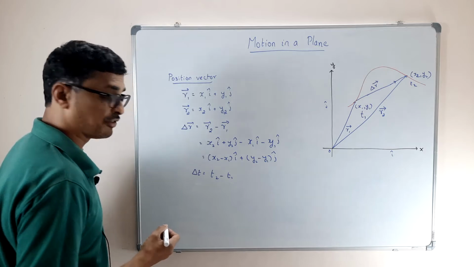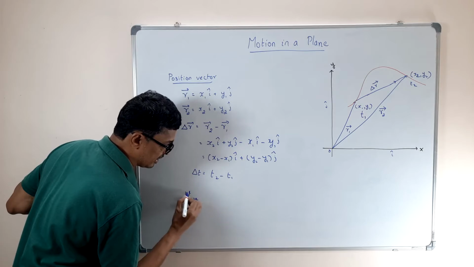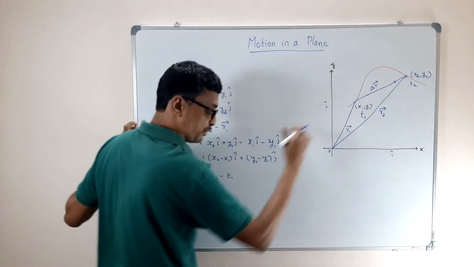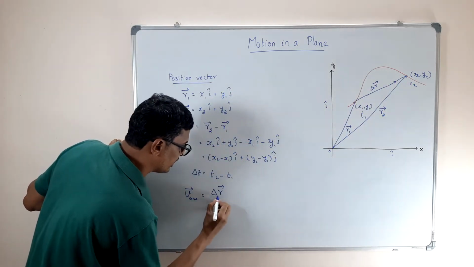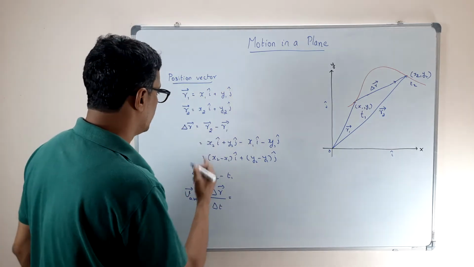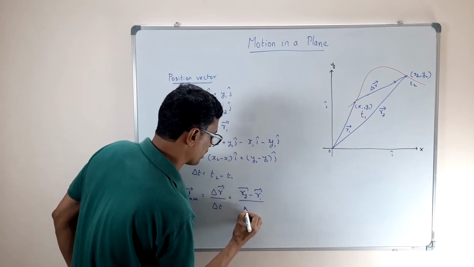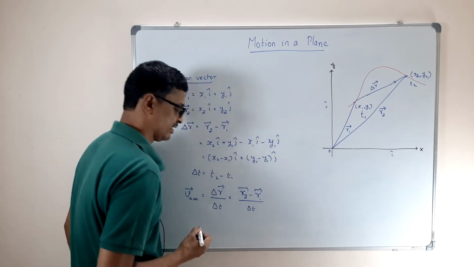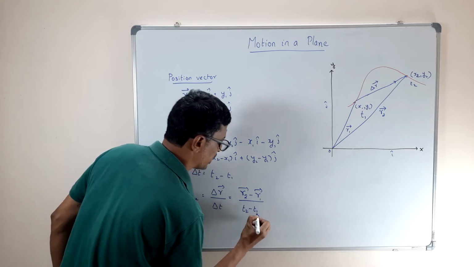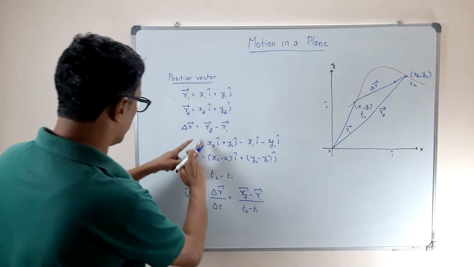Now you can define an average velocity. What will be the average velocity? Tell me. V average will be delta r, right? This is a displacement between two times, right? Delta r divided by delta t. Correct? So delta r equals R2 vector minus R1 vector, divided by delta t, that is T2 minus T1. Okay.